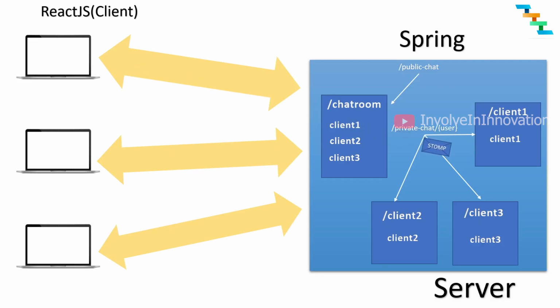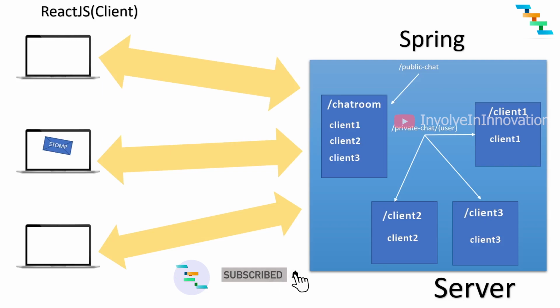This message reaches the server, and then this message will be sent to the topic client 2. So from there it reaches client 2, because client 2 is listening to this particular topic. This is how WebSocket works in a nutshell.